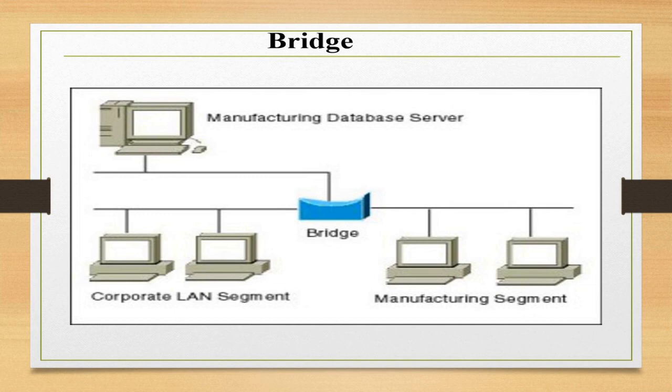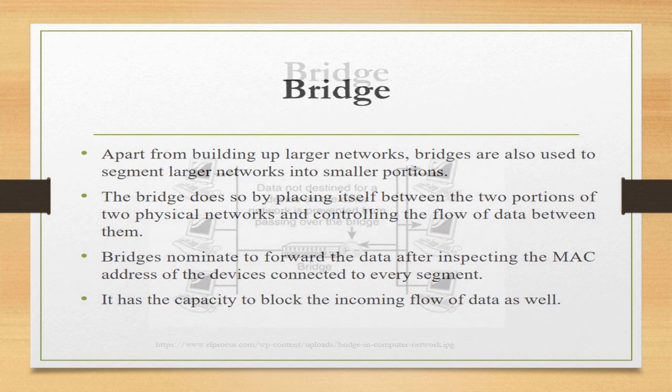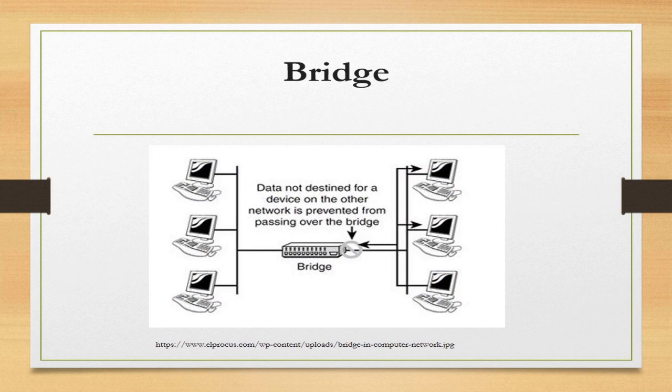A bridge is a repeater with add-on functionality of filtering content by reading the MAC address of source and destination. It has a single input and single output, thus making it a two-port device. Bridges forward the data after inspecting the MAC address of the devices connected to every segment. It has the capacity to block the incoming flow of data as well.